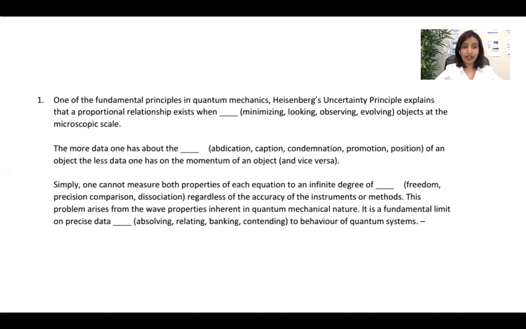Now, coming to the second paragraph. The more data one has about the dash of an object, the less data one has on the momentum of an object. So this paragraph is talking about an object or properties of an object. And there is already a clue here, momentum of an object, or the other one you need to figure out. So in physics, when you talk about object, there are certain properties like momentum, velocity, acceleration, and one most important one, which is already given to you in the clues, which is position of an object.